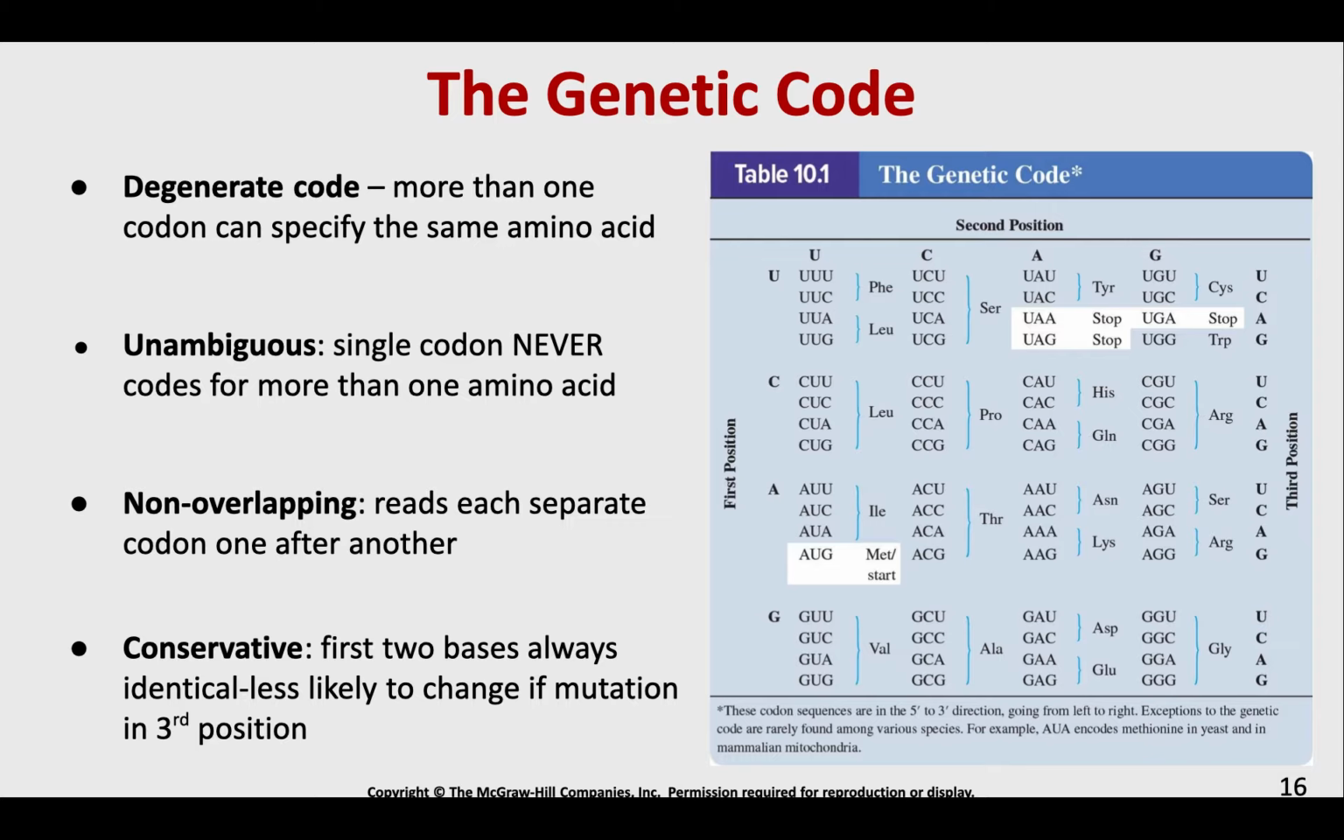Finally, they're conservative. If we look at each amino acid, those first 2 nucleotide bases are going to be the same. So let's look at leucine. They all start with a C and a U. And this is helpful, because if we get mutations that happen in that 3rd position, it's likely that mutation can still code for leucine. There's a higher probability that it's not going to cause a significant change in what it's coding for. So all these codons kind of abide by these rules.